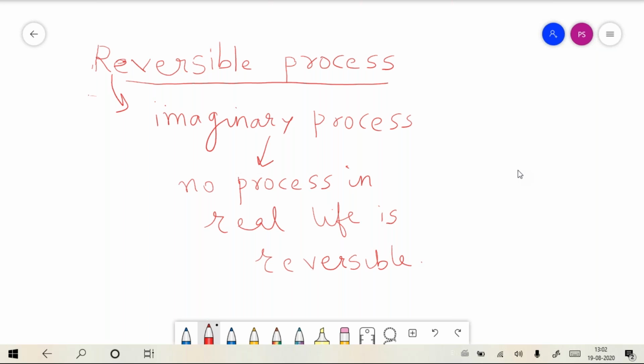For example, when you are talking about a power plant, you talk about a boiler. In the boiler, you are adding heat to the working fluid. So this is a real process of heat addition. Or in the same power plant, you have a steam turbine. In the steam turbine, the steam is expanding from a higher pressure to a lower pressure.